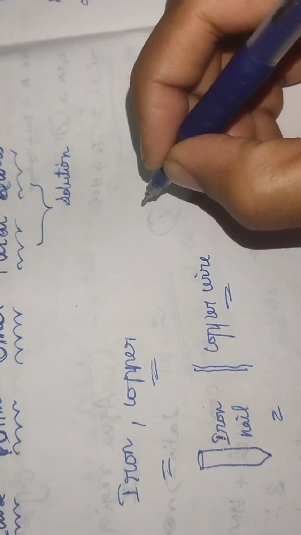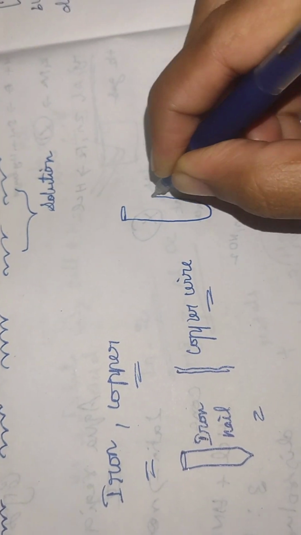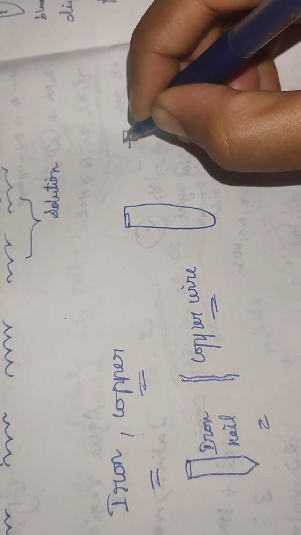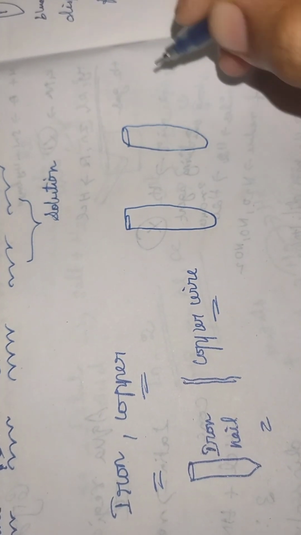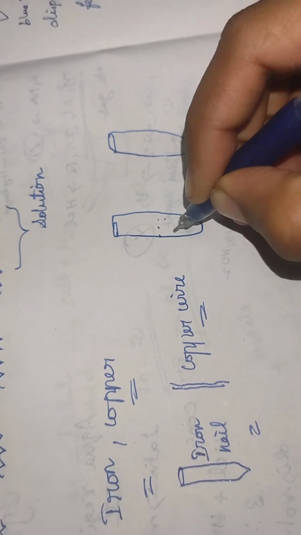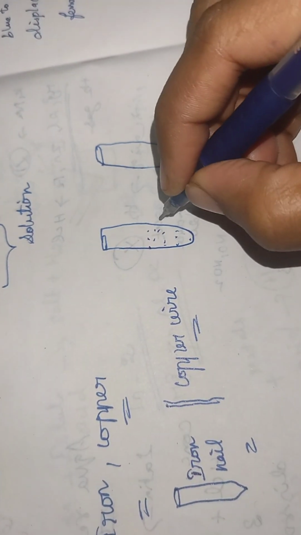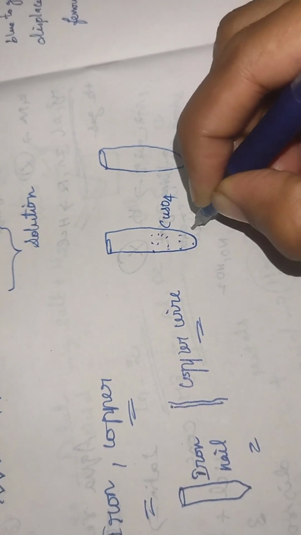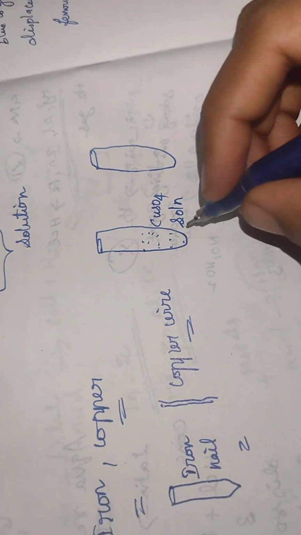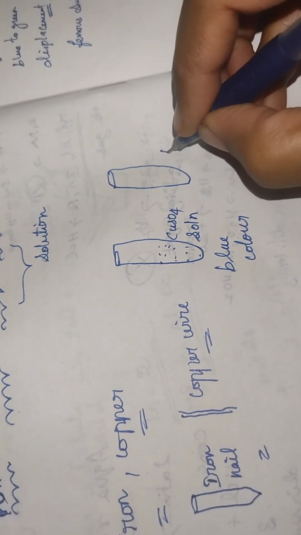Now I am going to take two test tubes, the first test tube and the second test tube. In the first test tube, I am going to pour copper sulphate solution, which is blue in color. And in the other test tube, I am going to take iron sulphate solution.